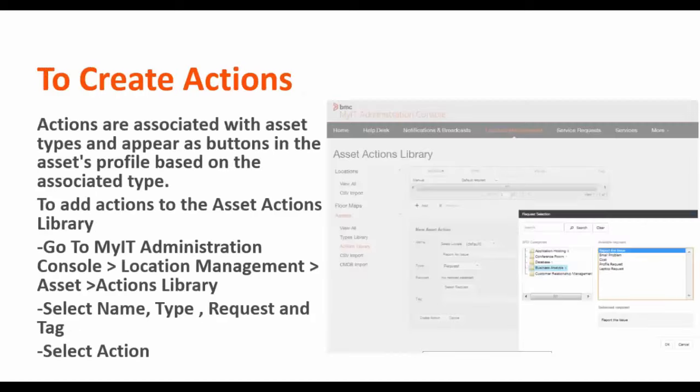Actions are associated with asset types and appear as buttons in the asset's profile based on the associated type. In order to do that, in MyIT Administration Console, go to Actions Library, select Name, Type, Request, and tag for the action and select the action.